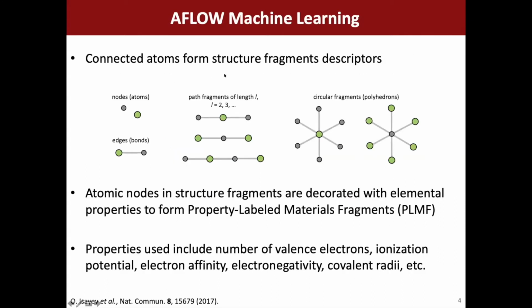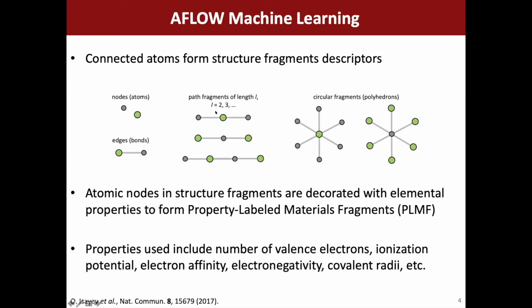So the connected atoms form what they call structured fragment descriptors. The individual nodes of the graph are just the atoms. Bonds between atoms correspond to edges of the graph. Then when you put multiple edges together, you have path fragments of different lengths. You can also have different shape fragments, so polyhedron fragments, circular fragments, etc.